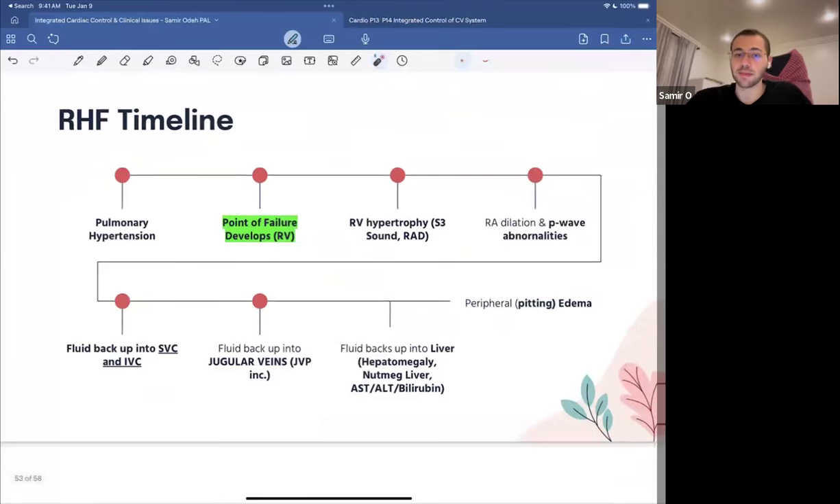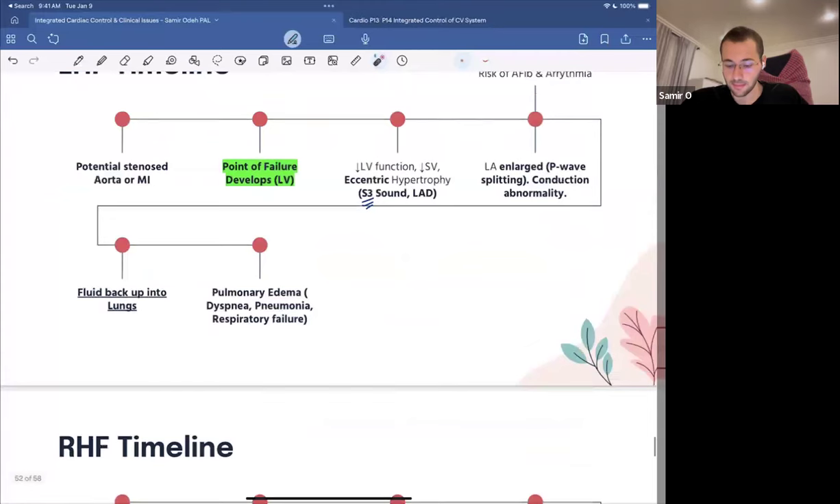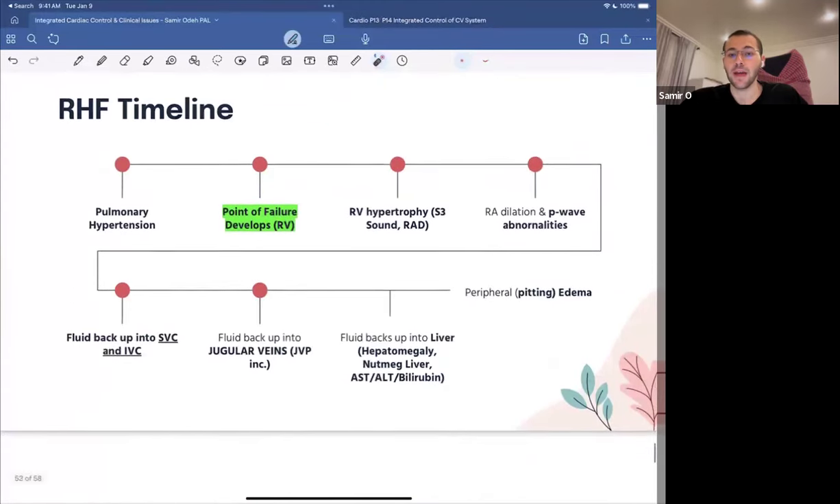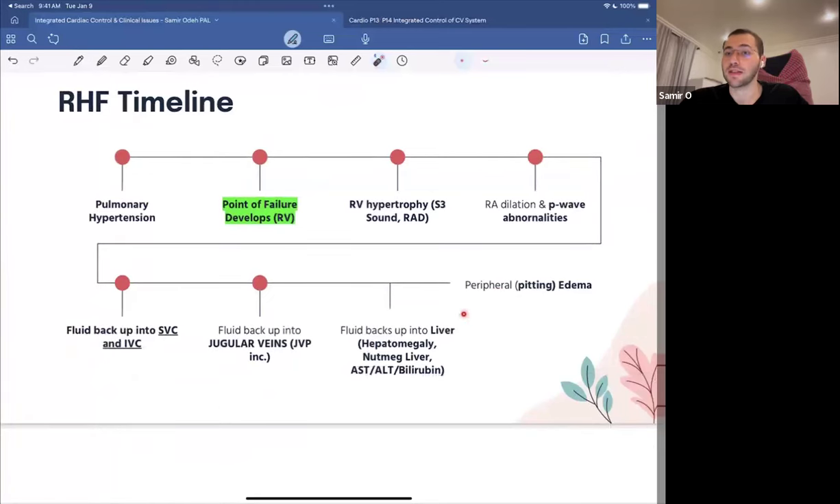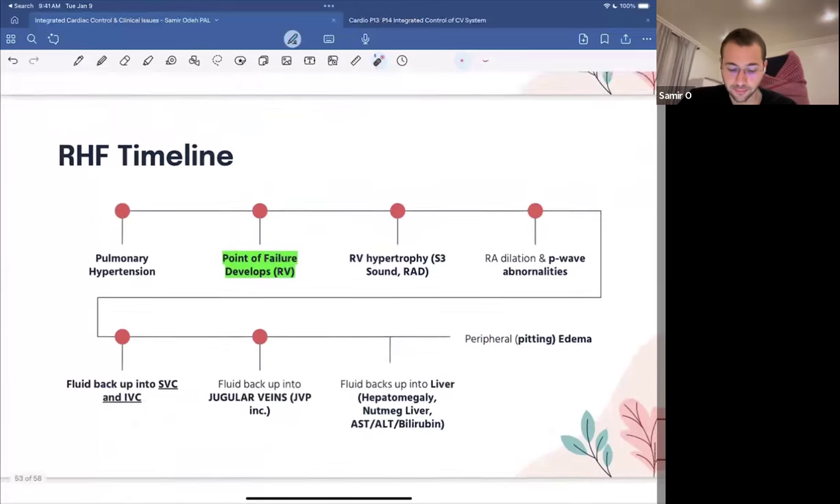Some of the symptoms are very similar, so you get S3 sounds in both sides of heart failure. But the edema is different. In right-sided heart failure, the edema is systemic, so it's peripheral edema. It does pit, because pitting edema is usually seen with issues of the cardiovascular and lymphatic system, whereas non-pitting is usually seen due to things like hypothyroidism.